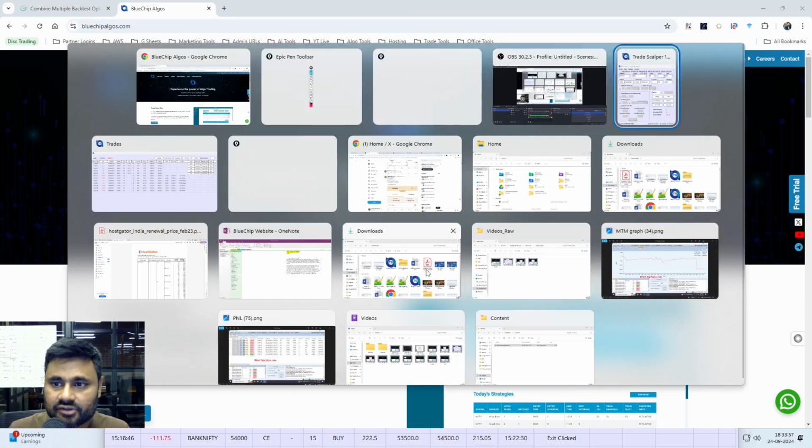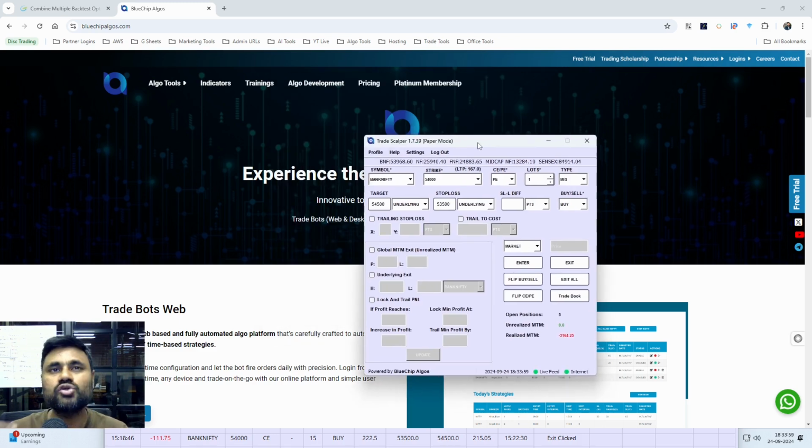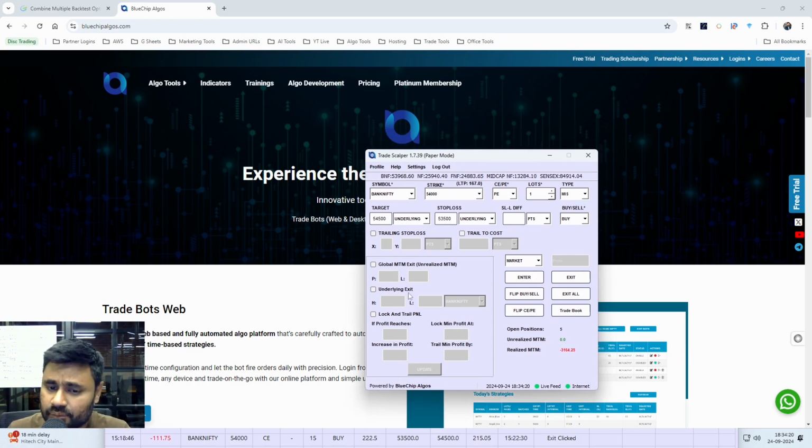If you are doing options trading, there are so many techniques like this, like pyramiding you can do. Sometimes people enter less quantity but keep on adding more and more quantity during the pyramiding. Some people enter more quantity and still do pyramiding but with less quantity. So there are lots and lots of things that you can do, and this Trade Scalper helps you achieve all those things very, very easily.